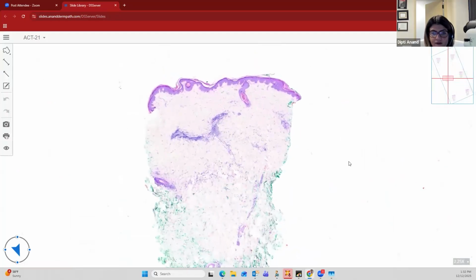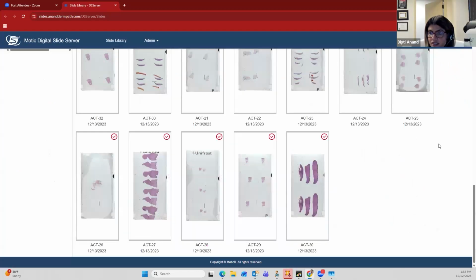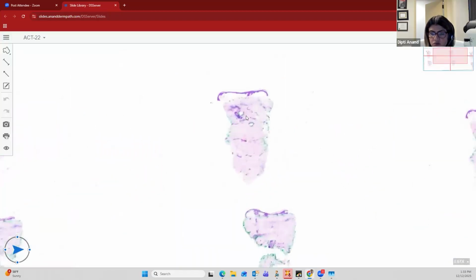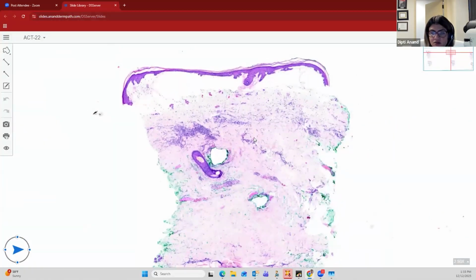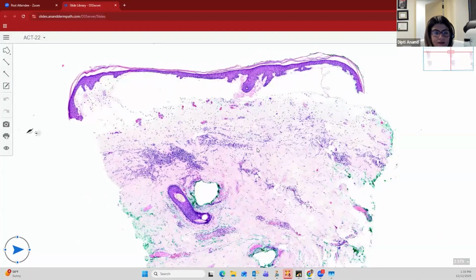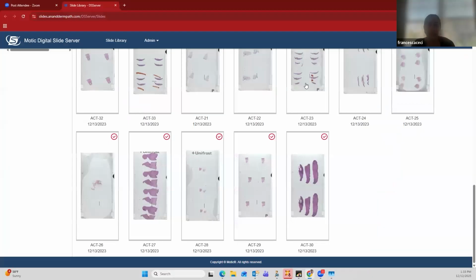That is? Morphia. So you see, this is the part abnormal, which is this is normal, this is abnormal. Good. The next one is, this is Lichen sclerosis. Good.